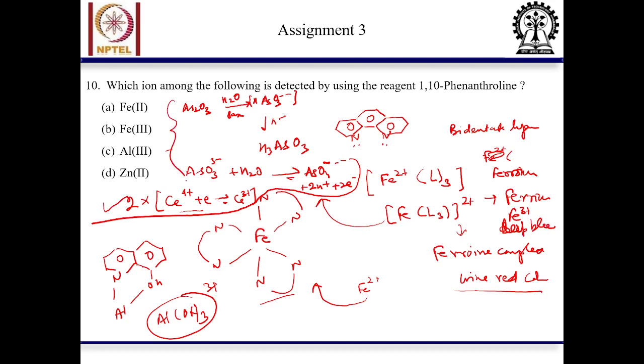This is how people use it as an internal indicator for redox titration. So this is a very important complex, the iron 2 plus 1,10-phenanthroline complex, called ferroin, and it has an application as an internal indicator used in redox titration. Wherever redox titration is there, you just put one drop. Once the redox titration is complete, the ferroin will go to ferriin, and you can see the corresponding color change. I think this is the last question.